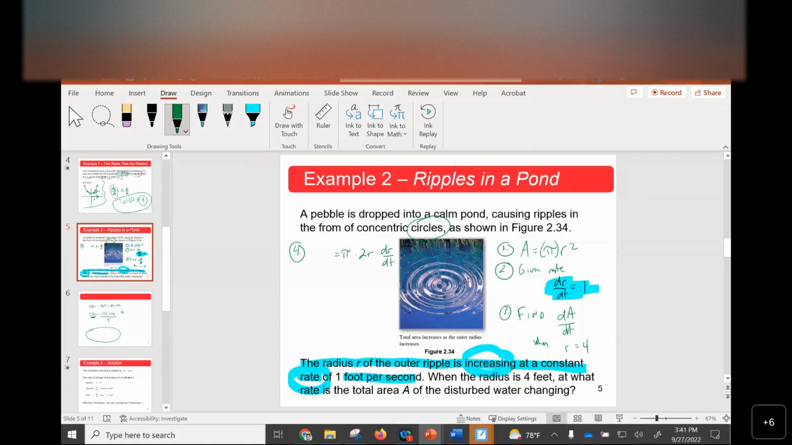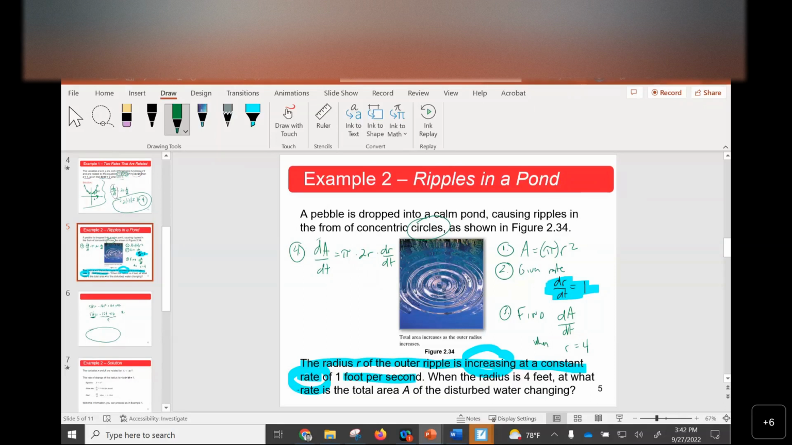Close. What's on the left side though? It's not A. It's the derivative, dA over dt. Very good. Take the derivative of everything. dA/dt equals pi, constant multiple rule, 2r dr/dt, chain rule, right? That's the same chain rule, like 2r r prime. Like I said, I'm using dr/dt just so I remember that we're taking the derivative with respect to time.